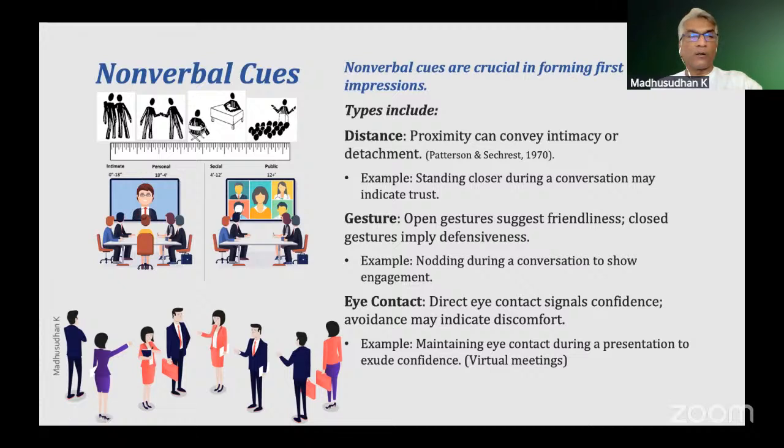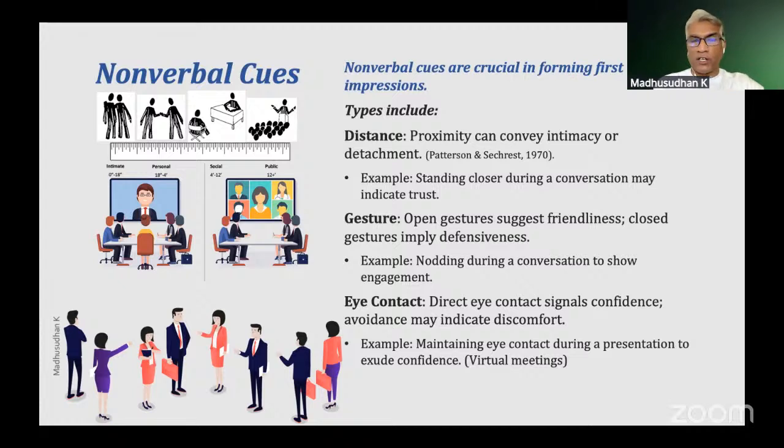At 2 feet, where they come close, that proximity can convey intimacy and trust towards you. For example, standing closer during a conversation may indicate trust. Suppose you are moving away, the personal distance is 1.5 feet, that is 2 feet to 4 feet. In a general environment, you talk in a student-teacher relationship, an office boss relationship, something like that. You don't go more than 1.5 feet to 4 feet. You will put yourself within that distance only.